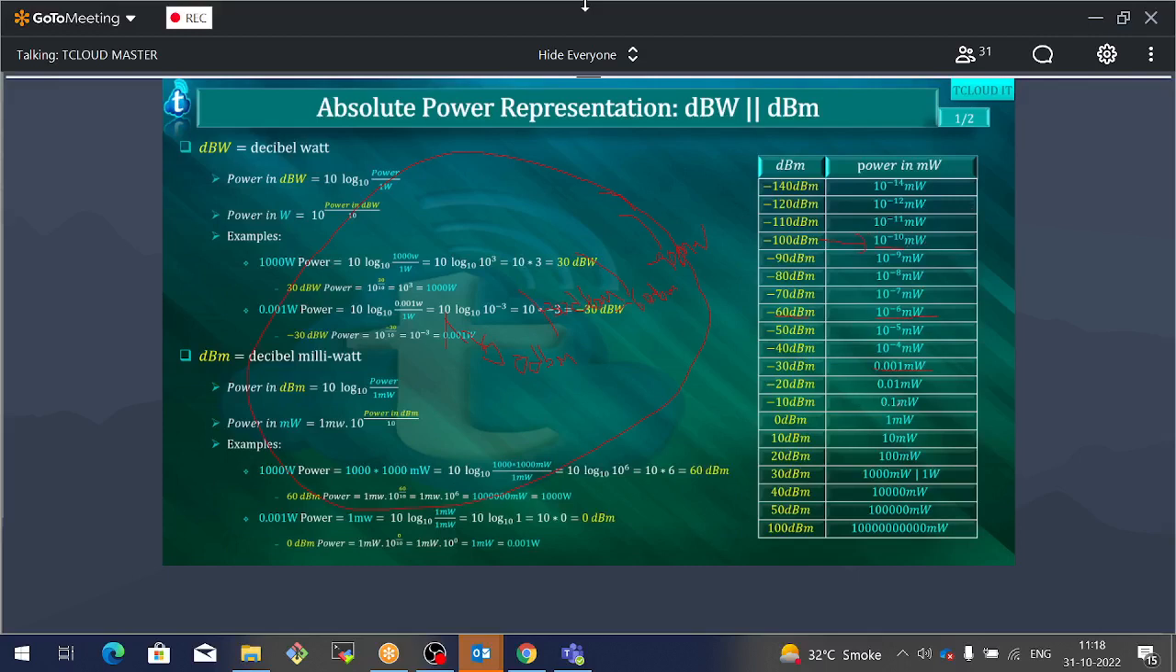Actually, these are logarithmic values. The difference between them, every 10 dBm, they will become 1 by 10th, as you can see. So 0 dBm to minus 10 dBm, this is 1 milliwatt, this is 0.1 milliwatt. Next one is 0.01, another 1 by 10th of this. 1 by 10th of that is 0.001. 1 by 10th of that is 10 to the power of minus 4. So every 10 dBm, your power will be reducing 10 times.